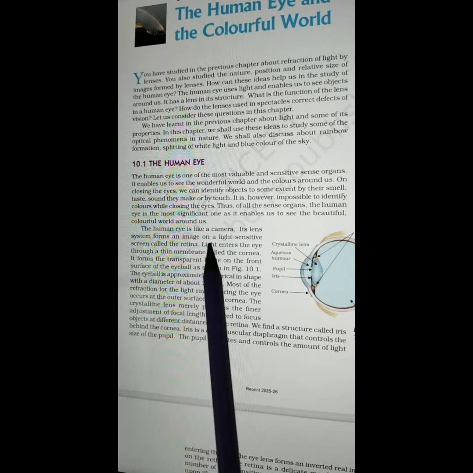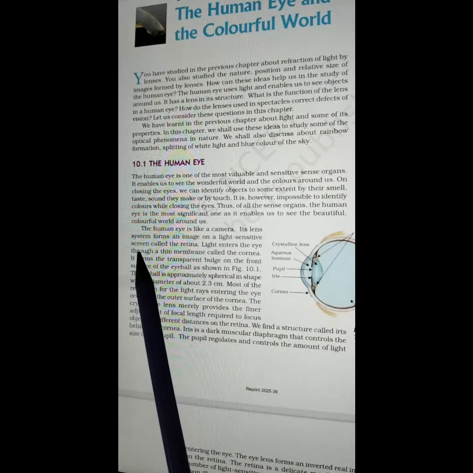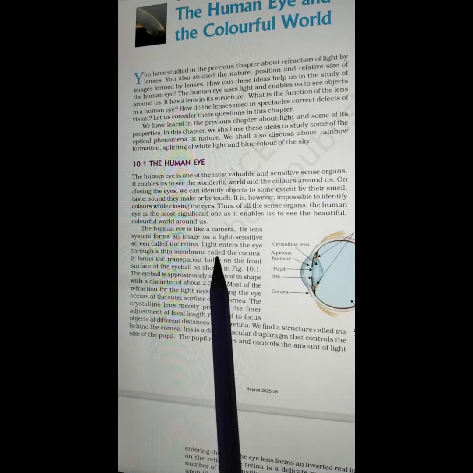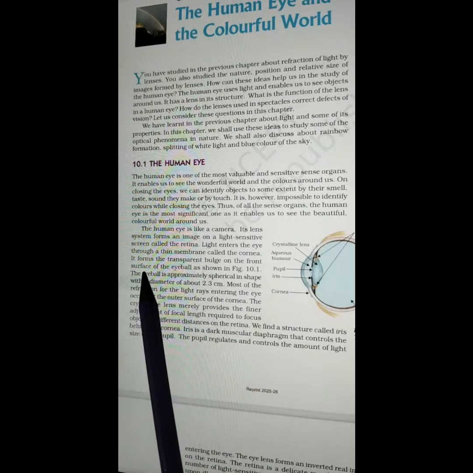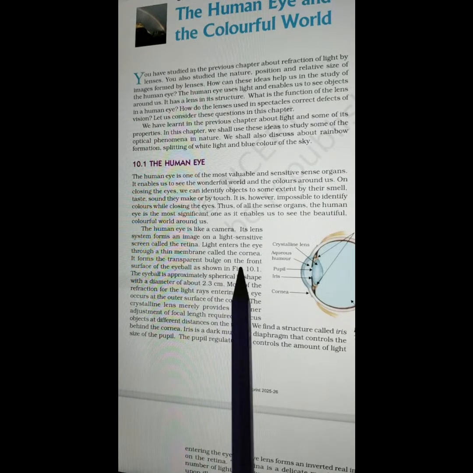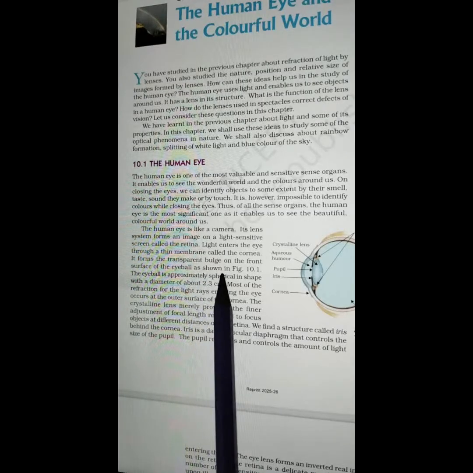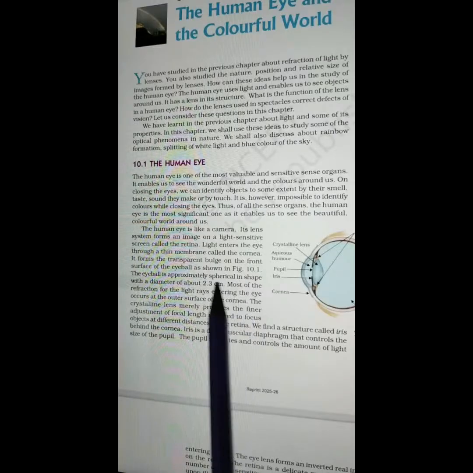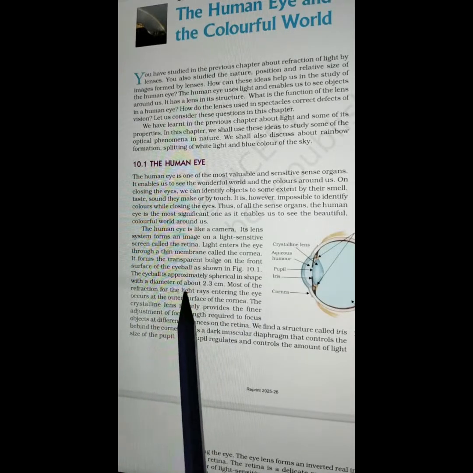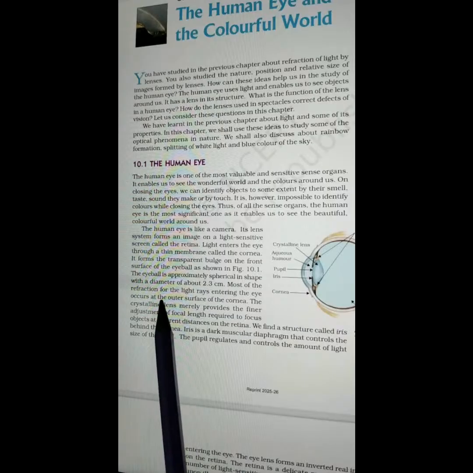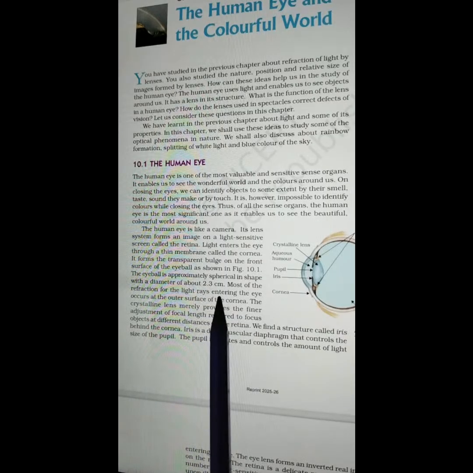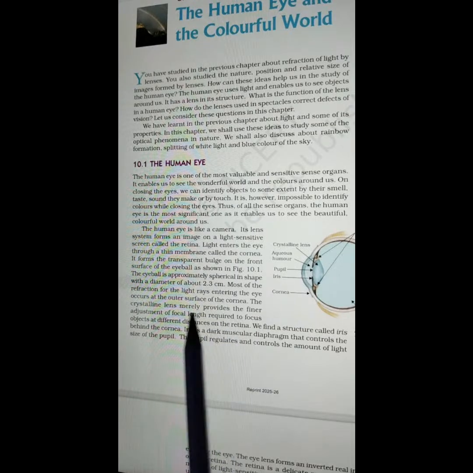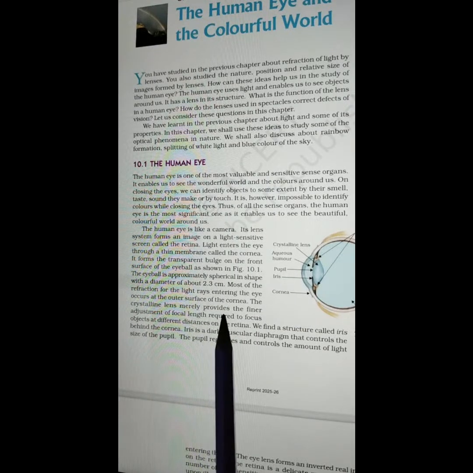The human eye is like a camera. Its lens system forms an image on a light sensitive screen called the retina. Light enters the eye through a thin membrane called the cornea. It forms the transparent bulge on the front surface of the eyeball, as shown in figure 10.1. The eyeball is approximately spherical in shape with a diameter of about 2.3 centimeter. Most of the refraction for the light ray entering the eye occurs at the outer surface of the cornea.